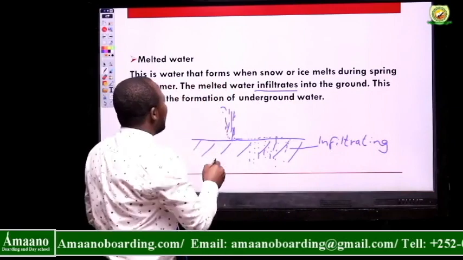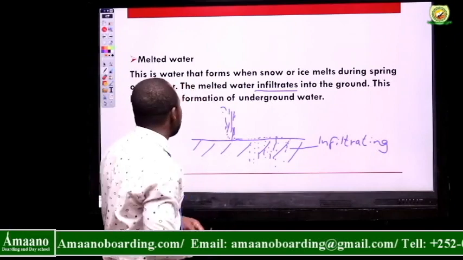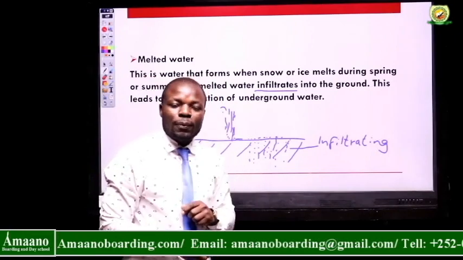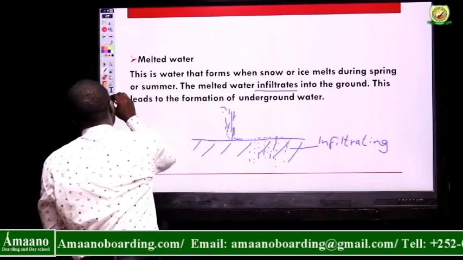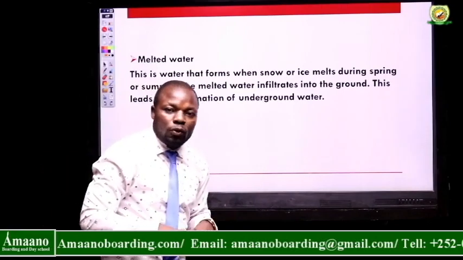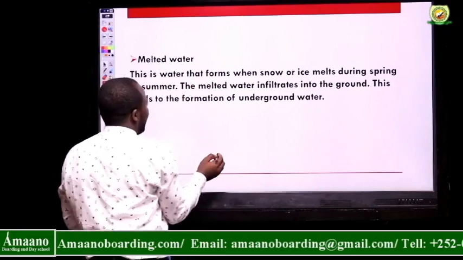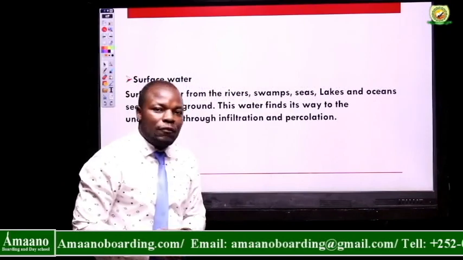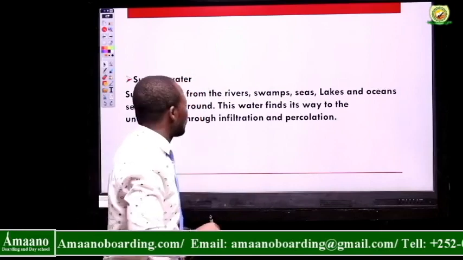Infiltrating. Now, the melted water infiltrates into the ground. This leads to the formation of underground water. Okay? Next, we are looking at the next source of underground water. Remember, we've already looked at the rainwater, we've looked at the melted water, and we're now looking at another source of underground water, actually, which is surface water.